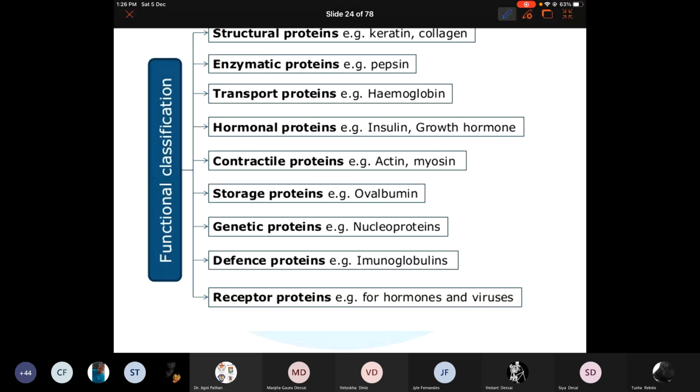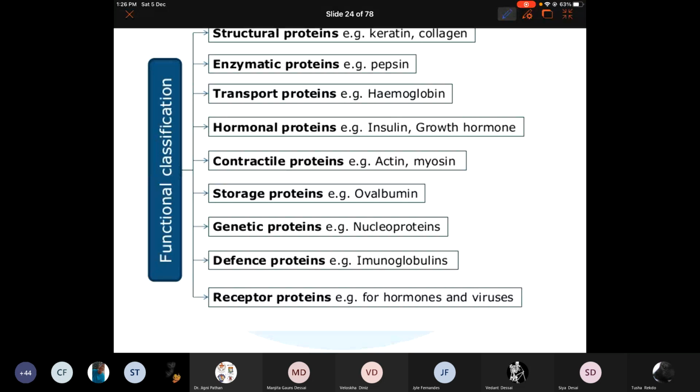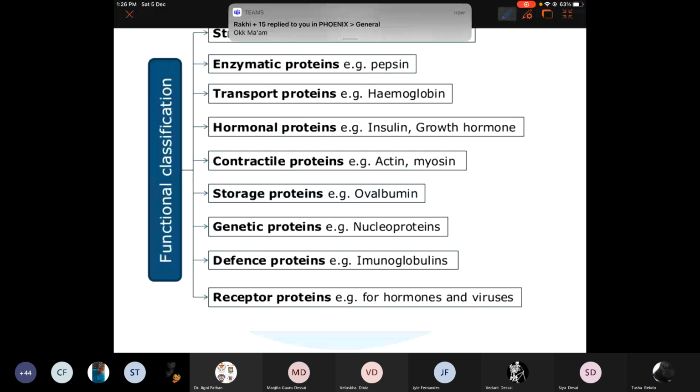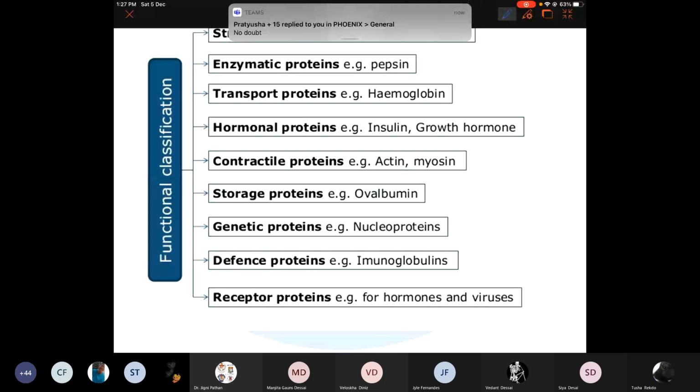Take down this slide. Any doubts? Rakhi, one oxygen is carried by myoglobin in muscles. Myoglobin carries oxygen only in muscles. Is it clear, Rakhi? Any doubts to anyone? Rebecca, any doubts? Pratyusha, any doubts? Chrisley? Is everything clear to all? Deepika? Komal? Okay, fine.